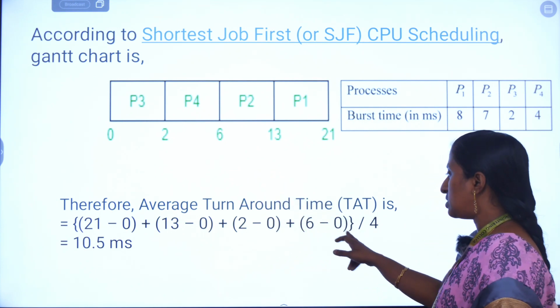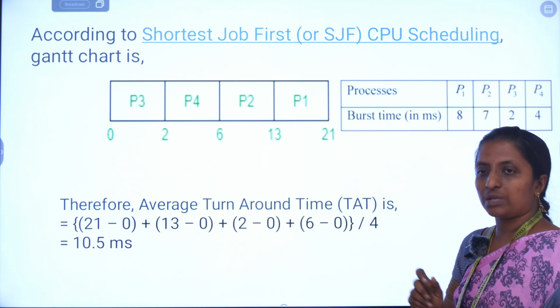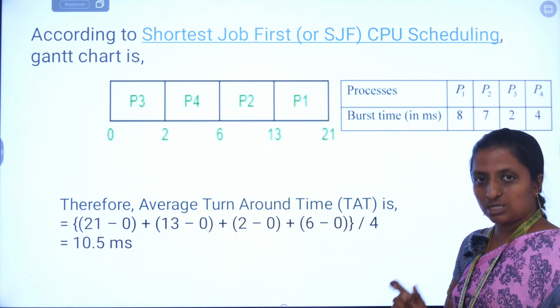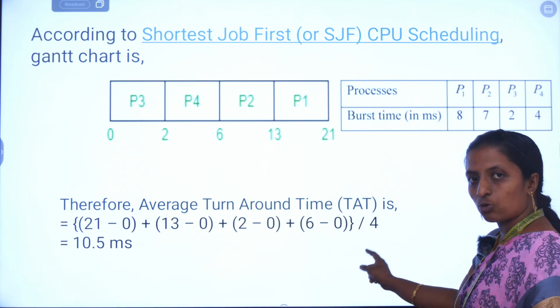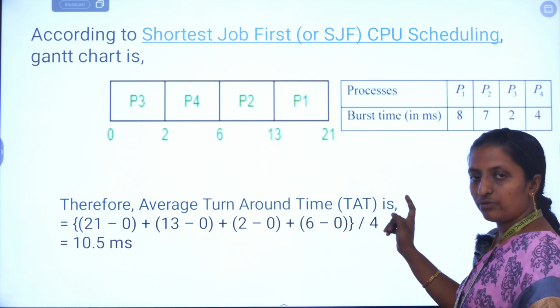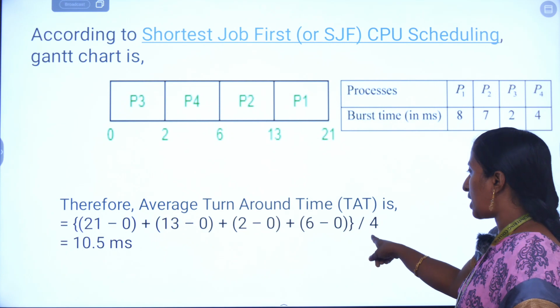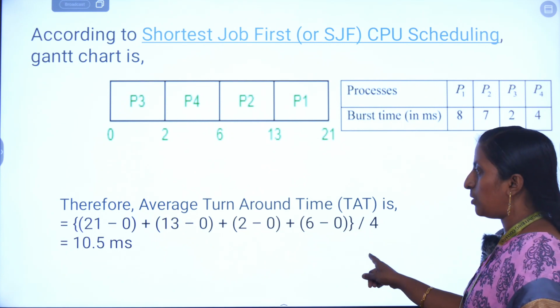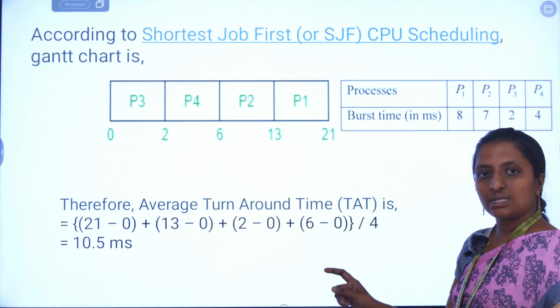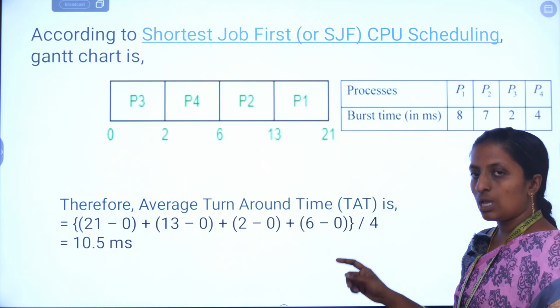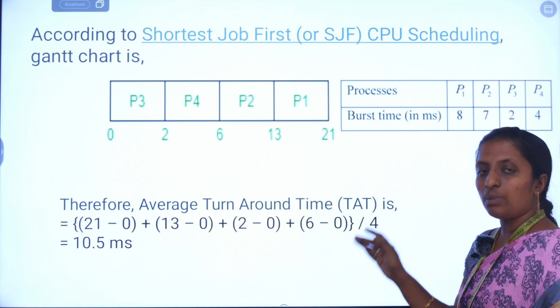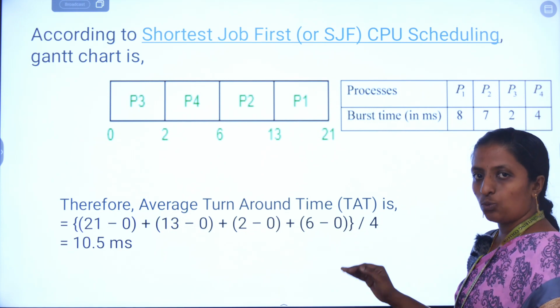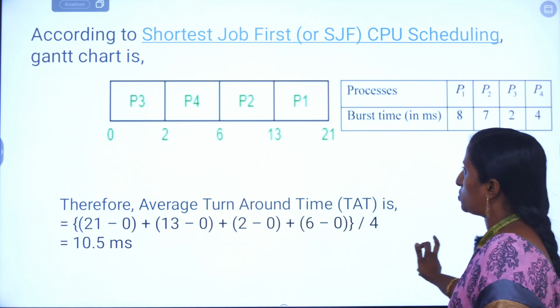We do this and you get the turnaround time. But the question asks for the average turnaround time, so you have to find the turnaround times and divide by 4. Why do we use 4 here? We have 4 processes, so we write 4 here. If you simplify this, you get the answer as 10.5 milliseconds. So this is what we have to do for the SJF algorithm. In the same way, you have to do it for the round robin algorithm also.